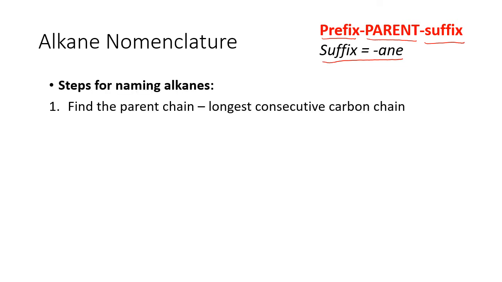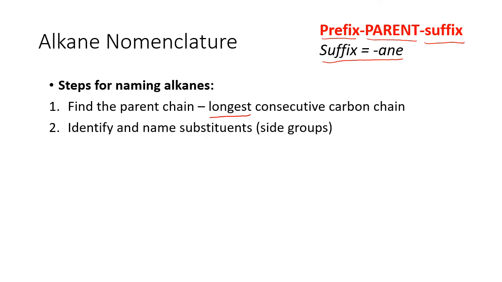So here are some steps we're going to follow. First, find the parent chain, which is the longest consecutive carbon chain. You can have kinks, you can have turns, you can have bends. The goal is to find that longest chain first, and sometimes it's very straightforward, sometimes it takes a little practice. Then we identify and name any substituents coming off the chain. Sometimes they are side groups, sometimes they are halogens, sometimes they are complex groups coming off.